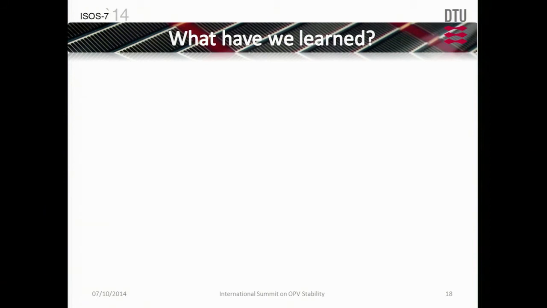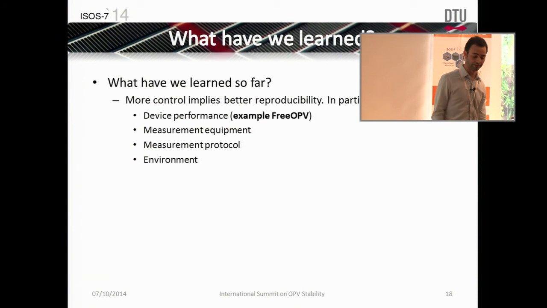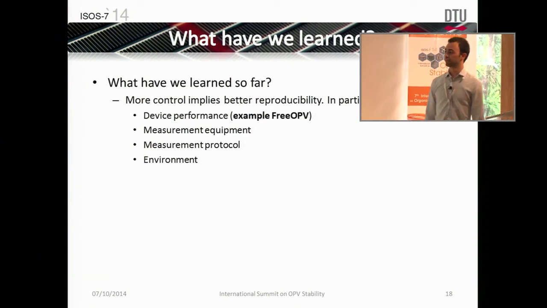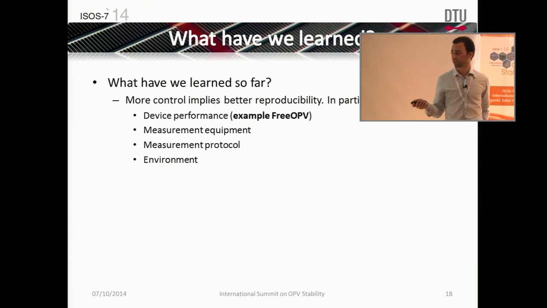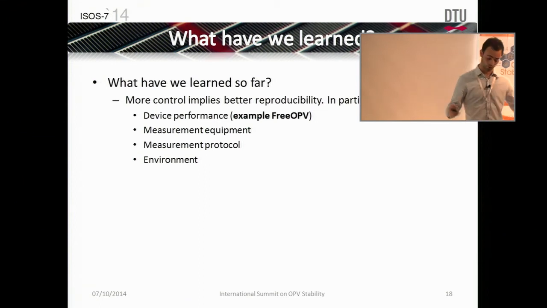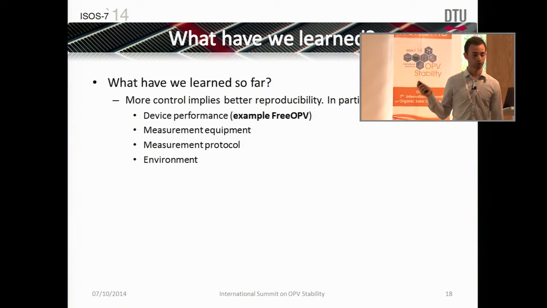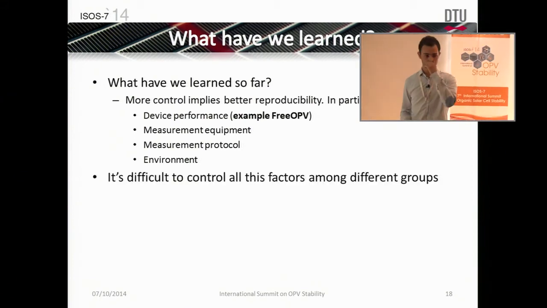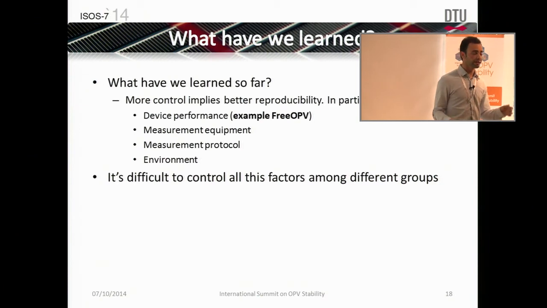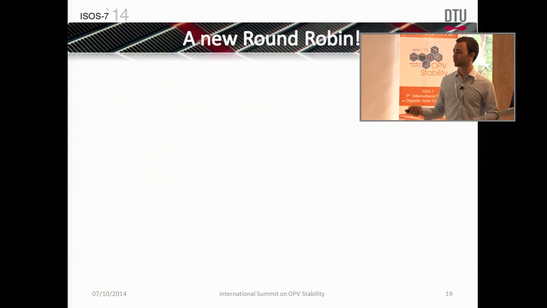In this part of the talk, we have learned that we need more control in order to achieve better reproducibility. And especially, we need reproducibility in terms of device performance that, for example, we can achieve with free OPV. We need to have the same measurement equipment, or we need to control it in order to make sure that we have good reproducibility again, measurement protocol, and environment. And it's difficult to control all these factors among different groups, of course. However, today, I think we move one step closer to this reproducibility, and I would like to introduce a new round robin.